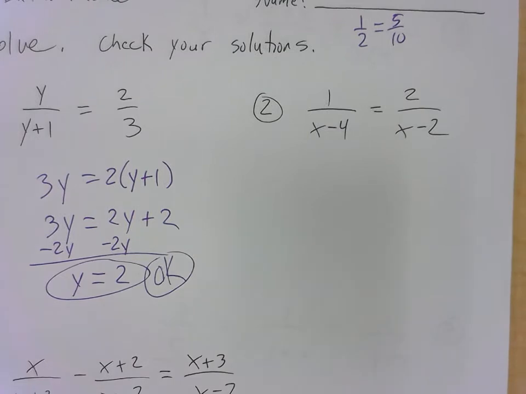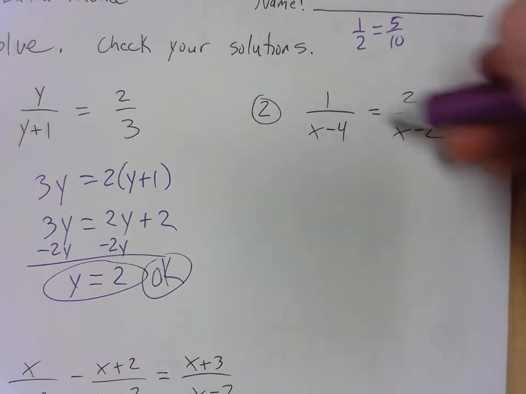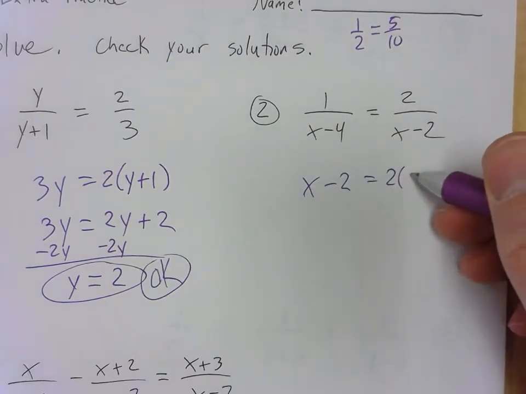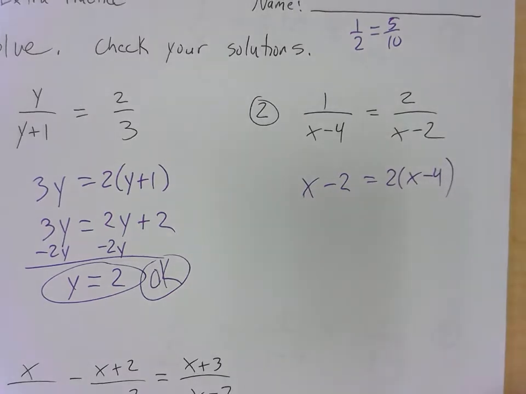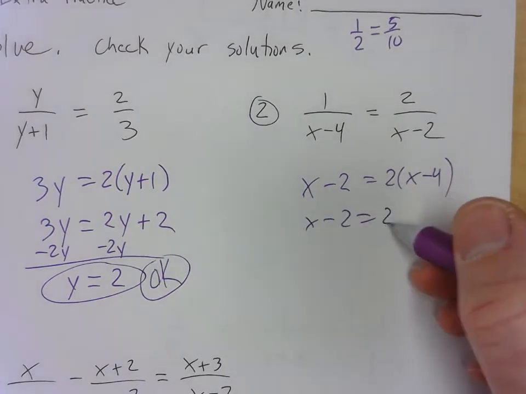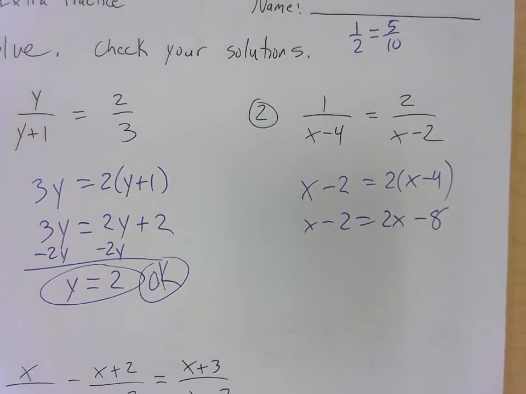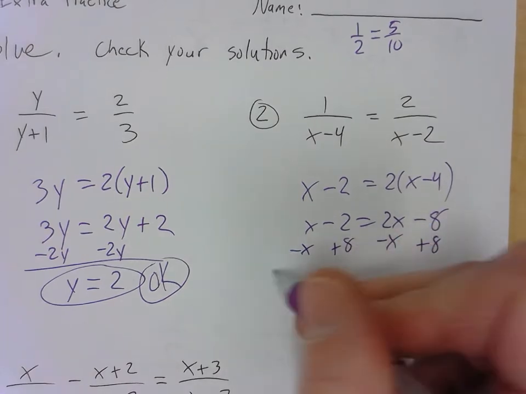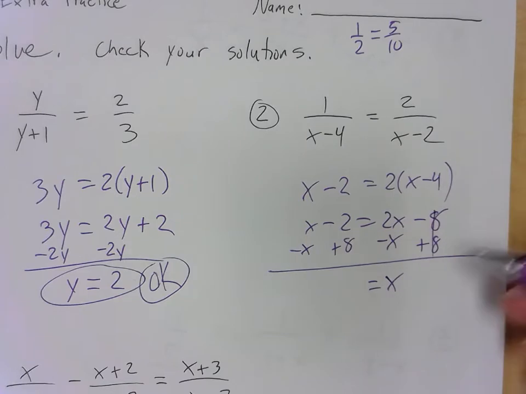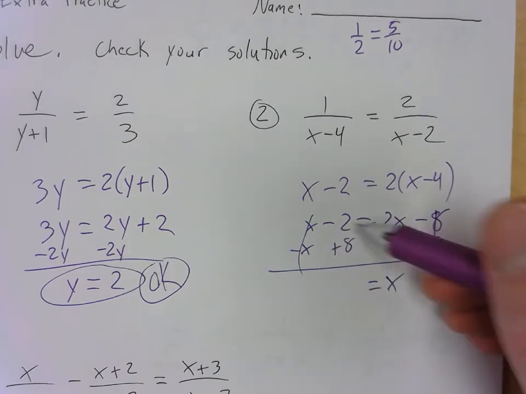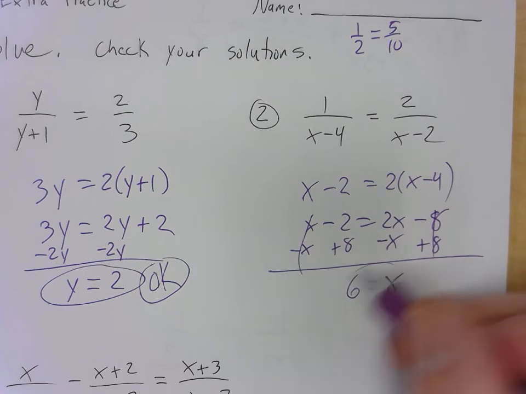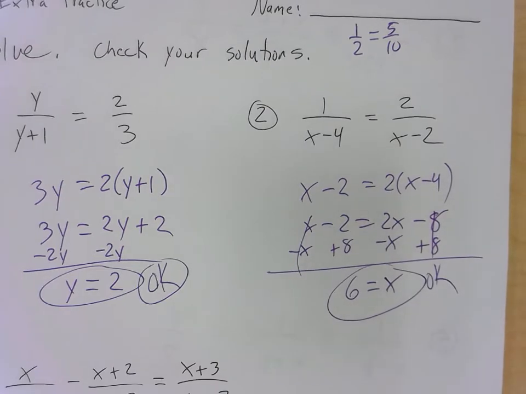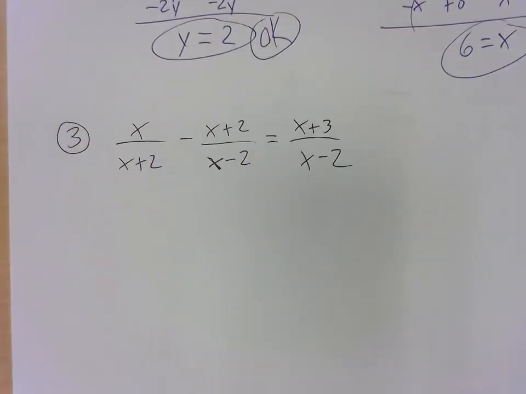Moving on to the next one, it's another proportion, so I'm going to cross multiply. 1 times that would be itself, and then 2 times the next one. And distribute: 2x minus 8. I have to get the x's on the same side, so I'm going to subtract the x's over, and put the numbers on the other side. That cancels out, that cancels out. That's 1x, and then 6. So x is 6. Put 6 back in, no division by 0. That's an okay solution.